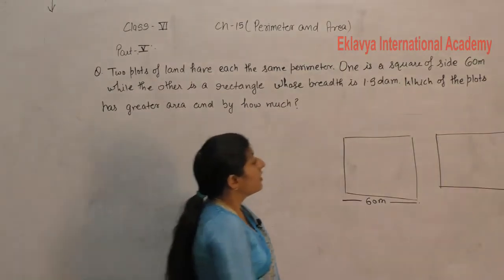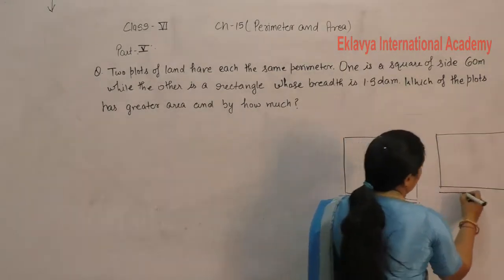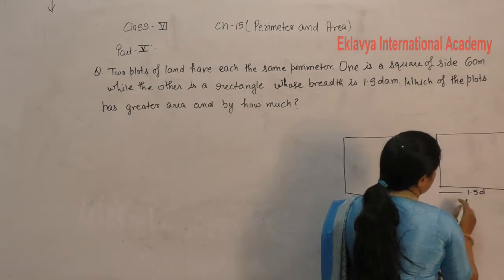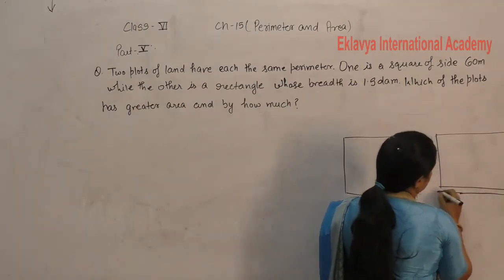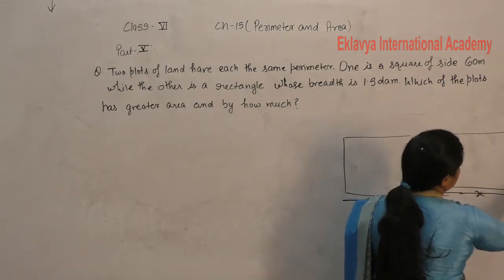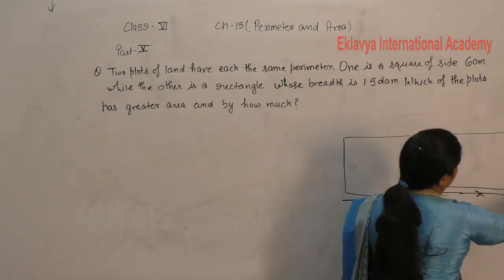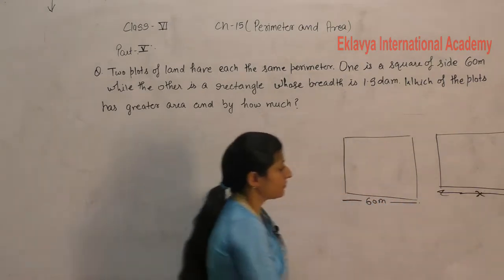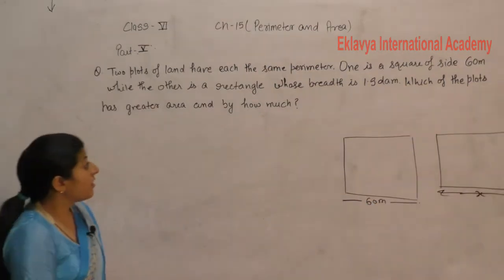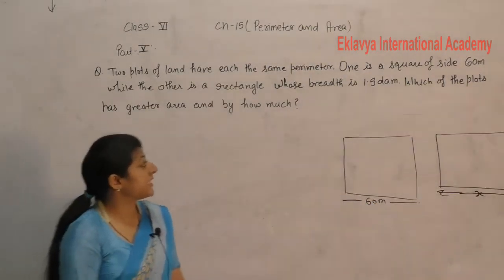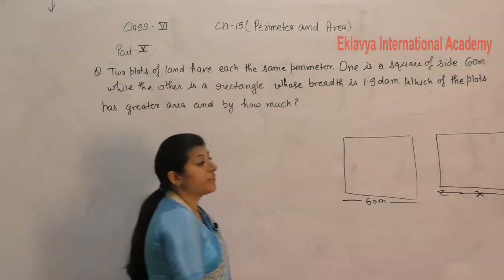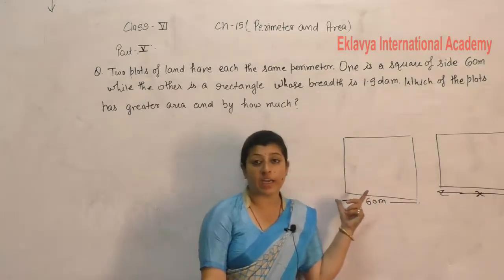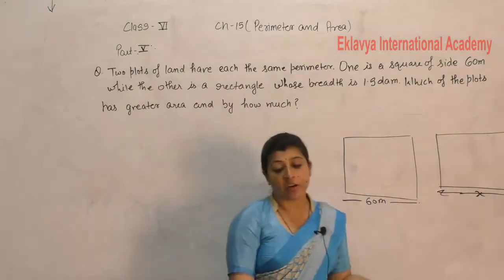One is a square of side 60 meter while the other is a rectangle. Breadth is given to you, length is not given to you, breadth is 1.5 decameter. Which of the plots has greater area and by how much? It means firstly we find out the area of square, then find out the area of rectangle.